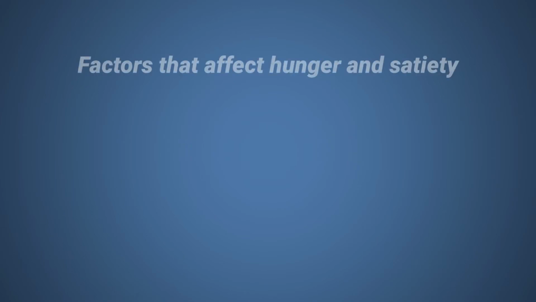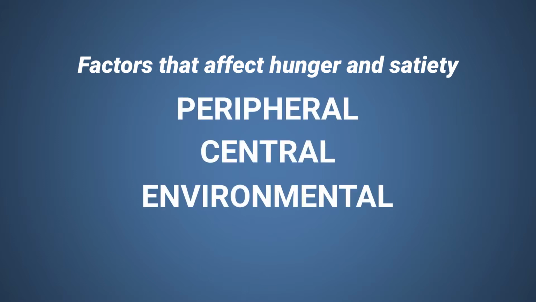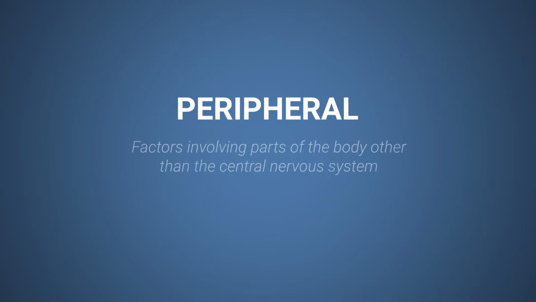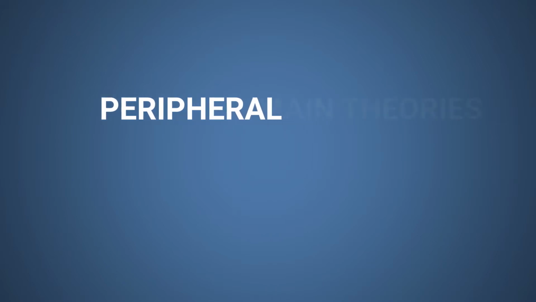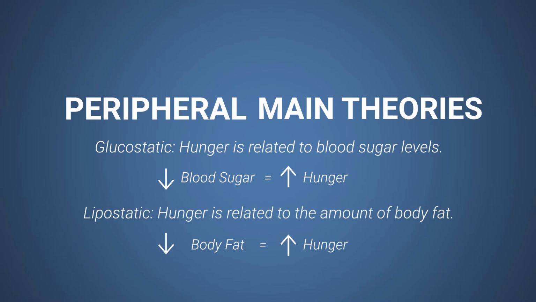Let's start with the different factors that can affect hunger and satiety. There are three main categories of factors: peripheral, central, and environmental. Peripheral factors are the factors that involve parts of the body other than the central nervous system, which is the brain and spinal cord. There are two main theories of peripheral factors that affect hunger and satiety. There's the glucostatic theory, which states that hunger is related to blood sugar levels, and there's the lipostatic theory, which states that hunger is related to the amount of body fat.